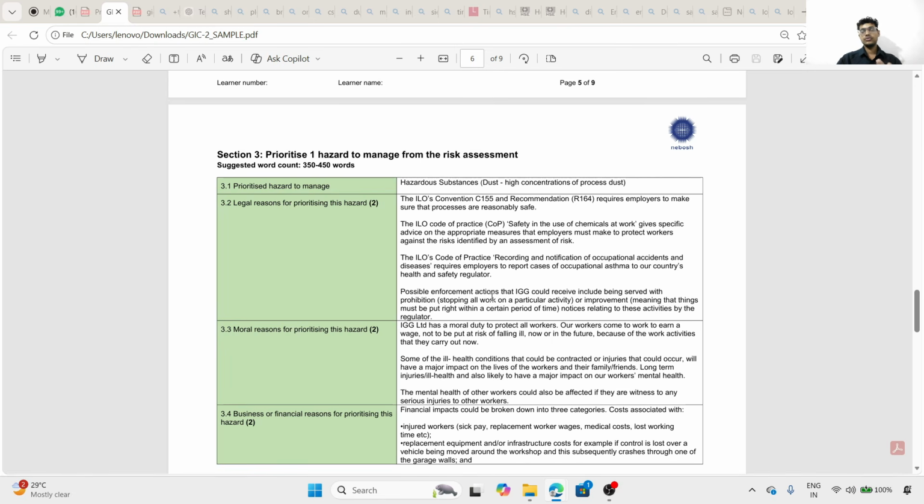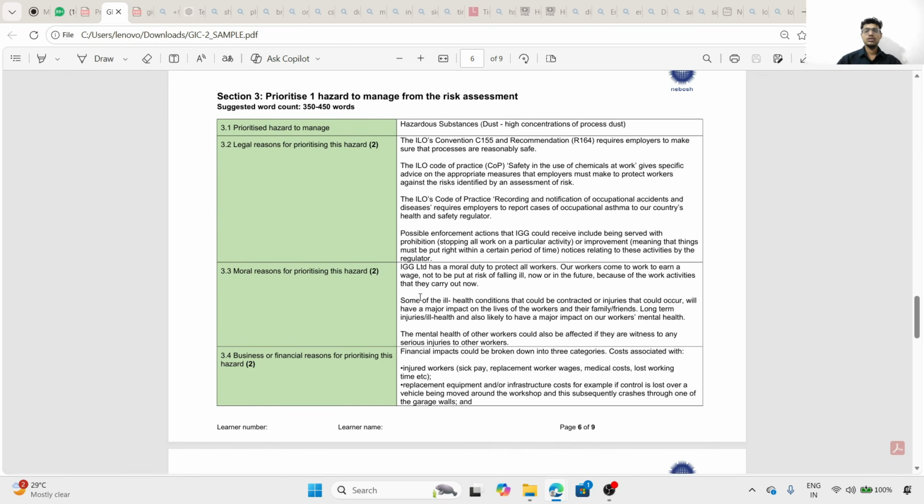And see, if this has not been done, then as per law there will be enforcement actions that can come to IGG, International General Garage. So there shall be prohibition, there shall be improvement. If any workers are facing such issues and the regulators, the departments, come to get knowledge of this, they shall take legal action. So notices shall come, there shall be a prohibition notice, improvement notice and all those things. So these legal reasons shall be mentioned over here like this.